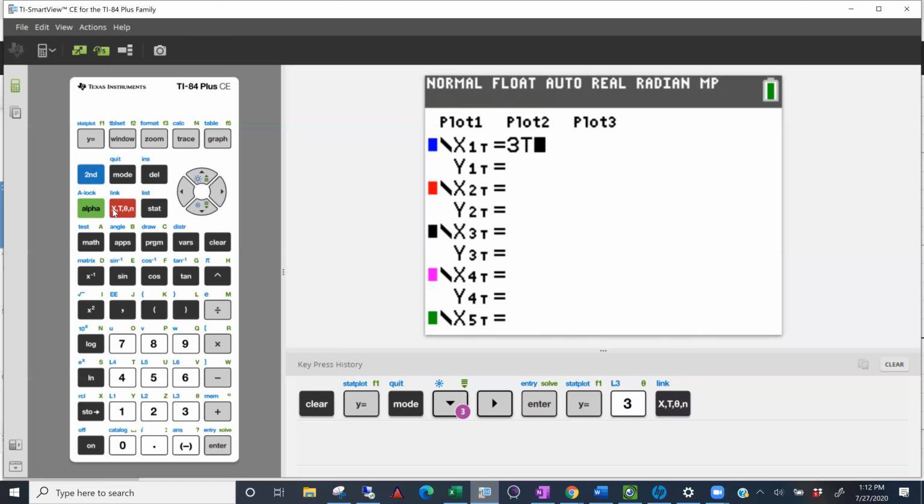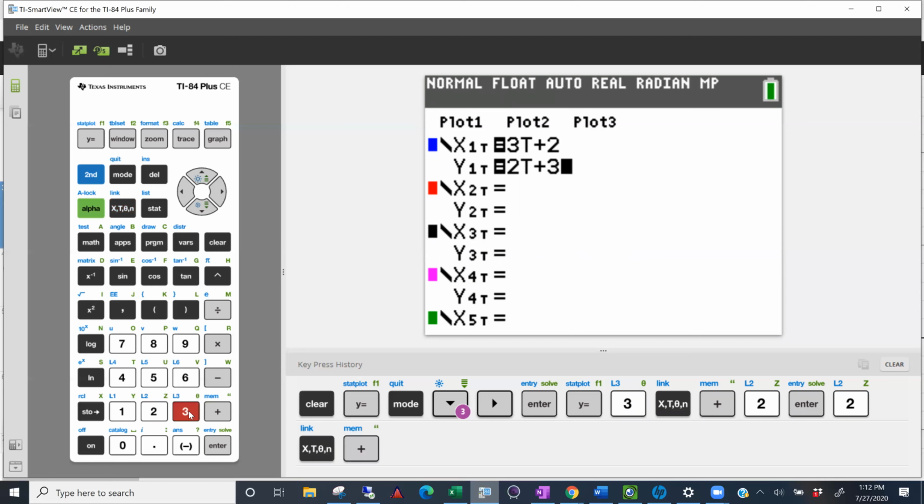So we've used X a lot. That's your regular function mode. T is your parametric mode. Theta is polar mode. N is sequential mode. Not sure we'll use that much. We can, but I'm not going to force it. This class is about calculus, not necessarily using the graphing calculator. So let's type in both equations, 2t plus 3 for the second of these.